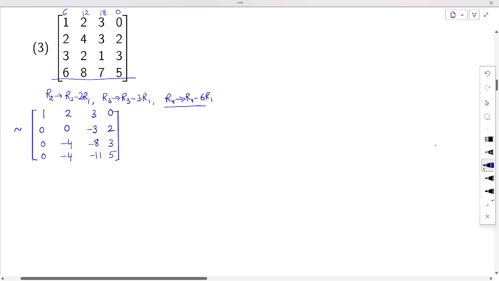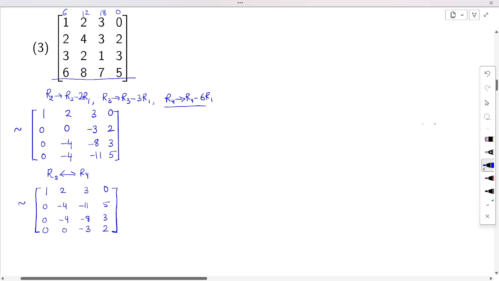Now we are exchanging row 2 and row 4. We get 1, 2, 3, 0, then 0, minus 4, minus 11, and 5, then 0, minus 4, minus 8, and 3, and then 0, 0, minus 3, and 2.